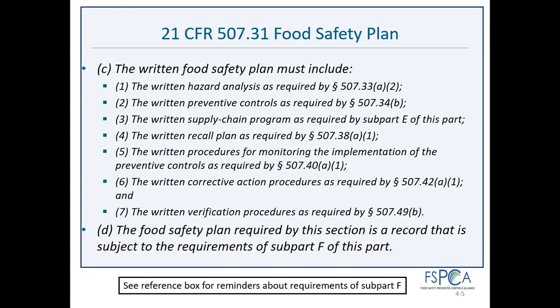Okay, so the written food safety plan must include the following things. So these are your required components of your food safety plan. You have to have a hazard analysis. Everyone will have a hazard analysis. You have to tell me about the preventive controls that you are going to implement. And I'm going to tell you right now, and I'll tell you again in the next few chapters, that not every company is going to have preventive controls.